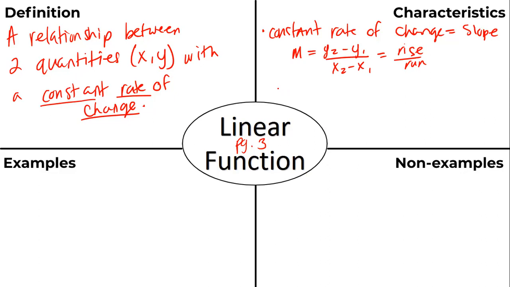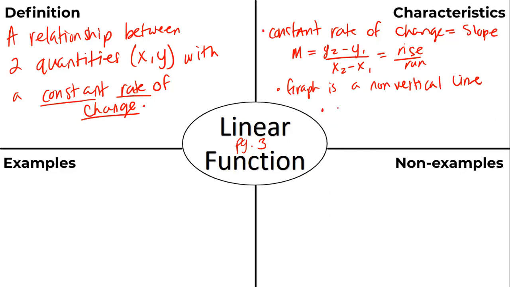Cool. So when you look at the graph, the key thing about a linear function is the graph is a non-vertical line. That's why when we have a vertical line, we say it's undefined, right?